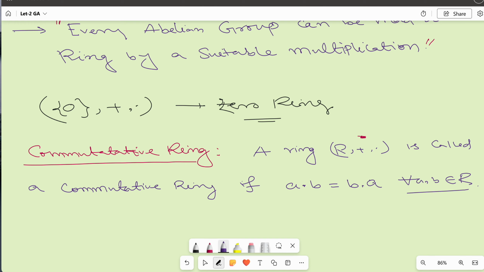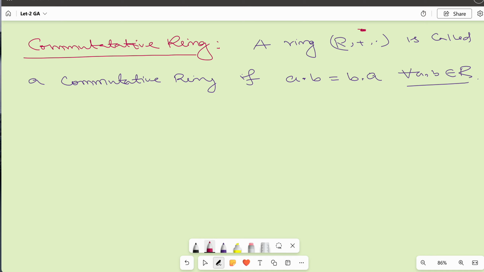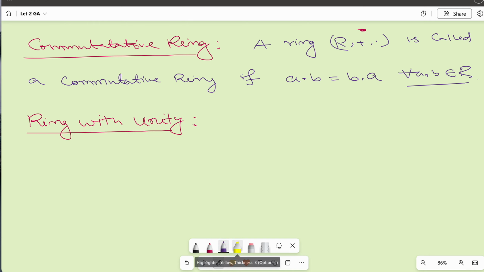Then the last thing today, I will define the ring with unity. I am just giving you some definitions. What is a ring with unity? A ring R, plus, dot is called a ring with unity if there exists an element 1.